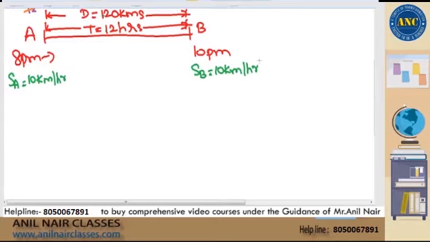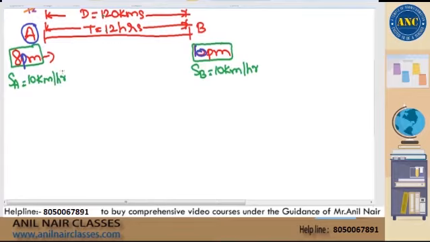Now listen to this carefully. The problem says the first train is starting at 8 o'clock. Second train is starting at 10 o'clock. That means, can I say that from 8 o'clock till 10 o'clock, train A is traveling alone. Train A is only traveling. B is starting at 10 o'clock itself. Till 10 o'clock, train A is alone traveling. How much time will A travel alone? From 8 o'clock to 10 o'clock.